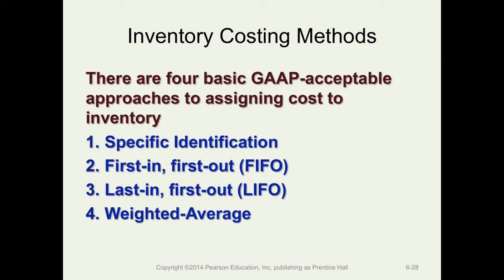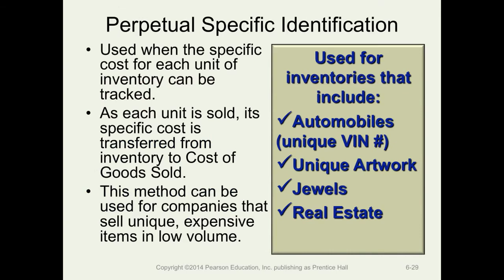Now, the unit cost follows the unit flow most exactly with the specific identification. In the other cases, with the first in, first out, or FIFO, last in, first out, or LIFO, or weighted average, we're making assumptions. So the method used to assign the cost to the units sold and the units in ending inventory may not exactly follow the flow of goods out of the entity, or the flow of goods when they are sold.